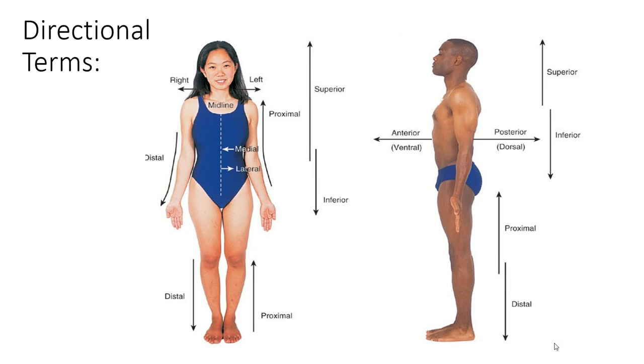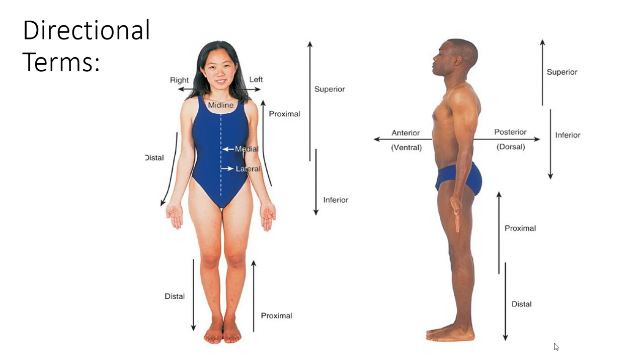In addition to the anatomical position, we also look at directional terms. You may look at them as left, right, distal, proximal, superior, inferior, anterior, posterior. Anterior and posterior may also be referred to as ventral and dorsal. So anterior or ventral describes the front or towards the front of the body. An example would be the toes are anterior to the foot.